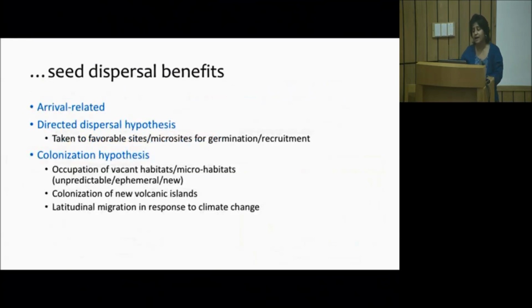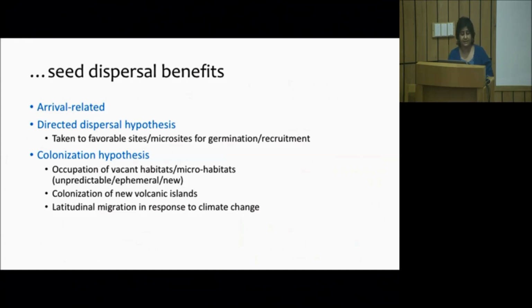Seed dispersal also has what are called arrival related benefits, and some of these hypotheses are non-exclusive. Seeds get carried to favorable sites and microsites for germination and recruitment, where dispersers are carrying the seeds away to particularly favorable sites for germination. This has been demonstrated in some studies in South America, with a particular species that takes the seeds to open perches in canopy gaps, which are beneficial for the survival and germination of seedlings.